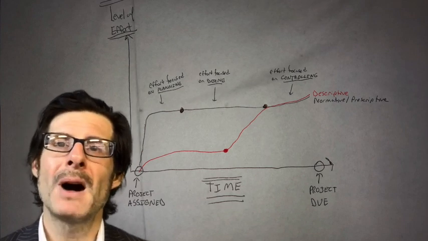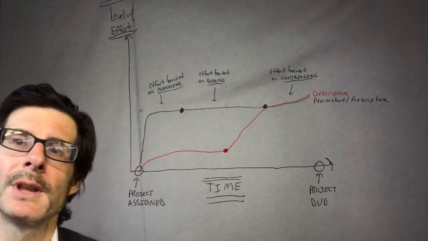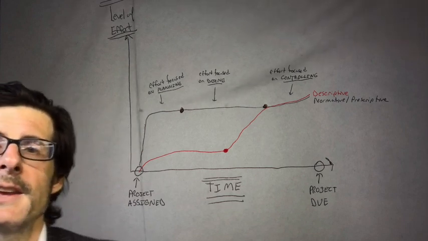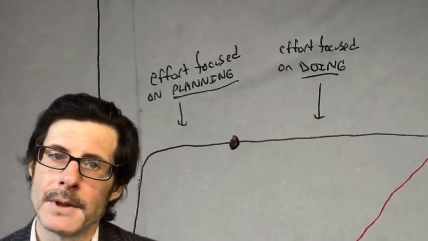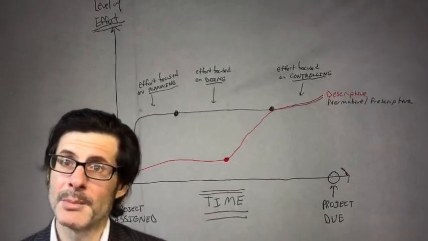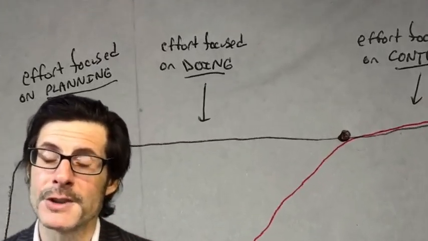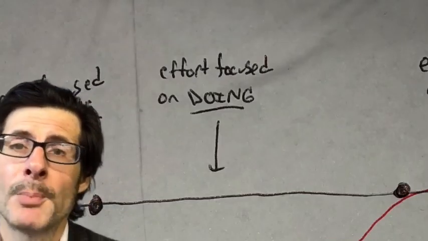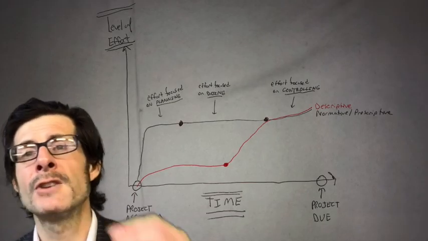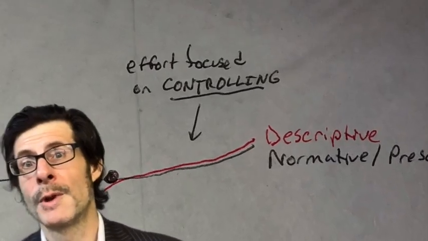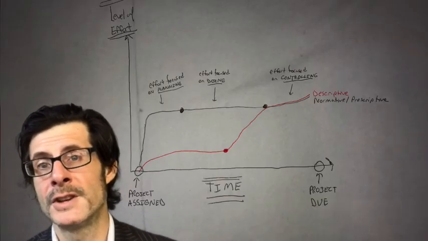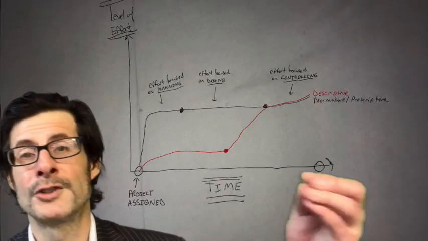However, in the normative model, there still are punctuated equilibrium points. That is, there's a shift from a focus of we're going to focus on planning to a punctuated equilibrium point where we're going to shift our effort focus to actually doing, to a punctuated equilibrium point where we're going to shift to a little bit more controlling. That is, some quality control. Are we comfortable with the end product? Where are the adjustments we need to make in order to meet the due date?